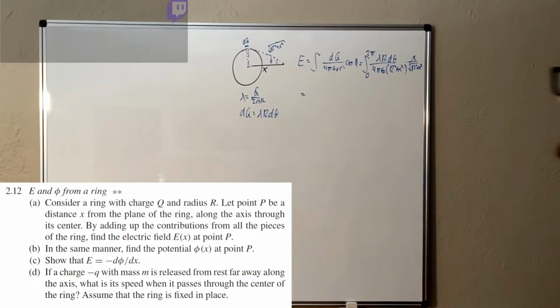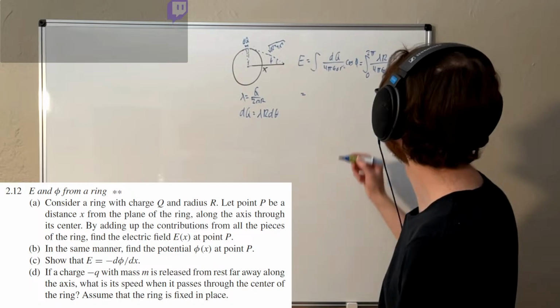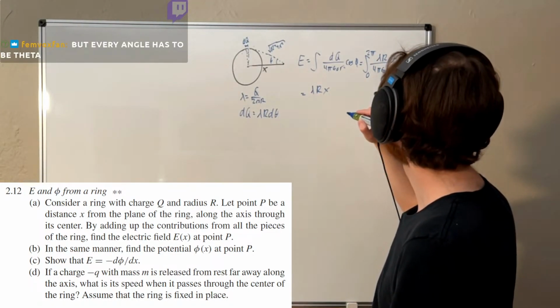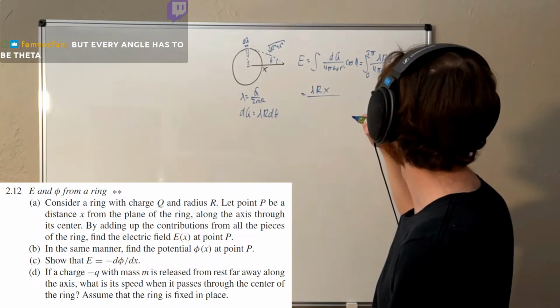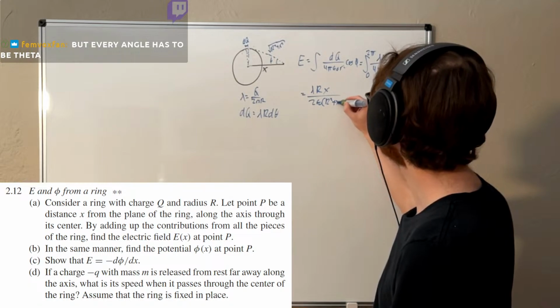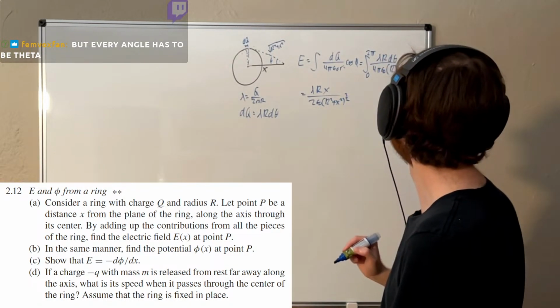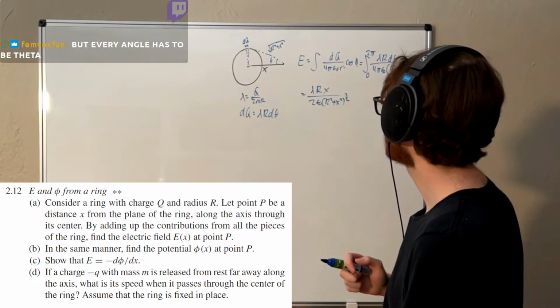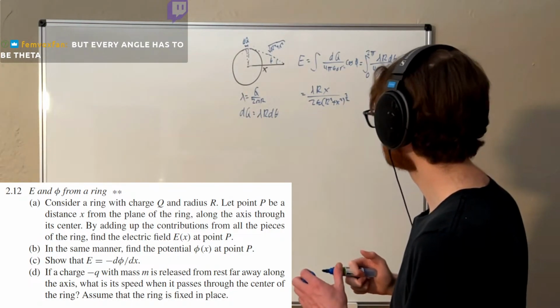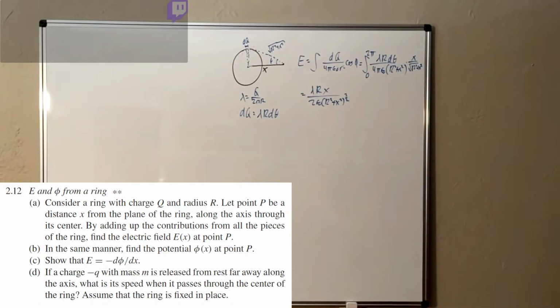Sometimes I catch myself, and not always. Lambda Rx over 2 epsilon naught times r squared plus x squared to the 3 over 2. Is that what I'm claiming is the answer for part A? I think so. Every angle must be theta. Yeah.